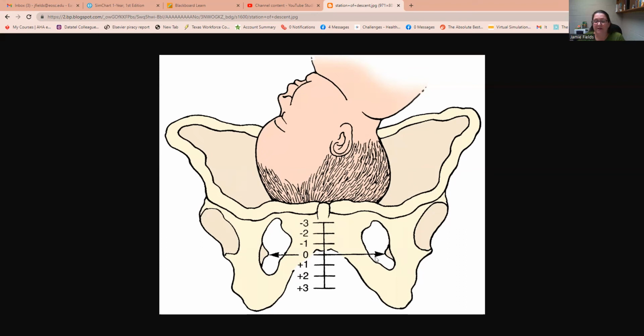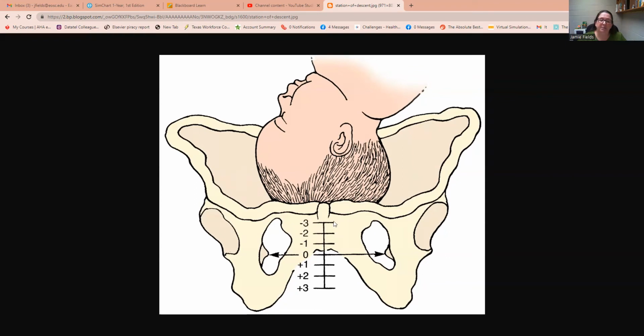Even with the ischial spines is 0 station. Every centimeter above is minus. So this fetus is at -3 station. Every centimeter below is plus. And that's going to be really hard to feel. You're reaching up on the side of the baby's head trying to feel these ischial spines. It's very painful. So we're kind of, well, this feels lower than it was last time. I think we're +3.